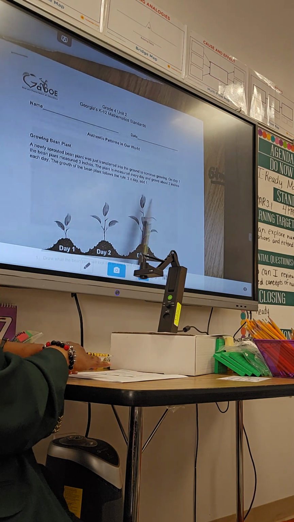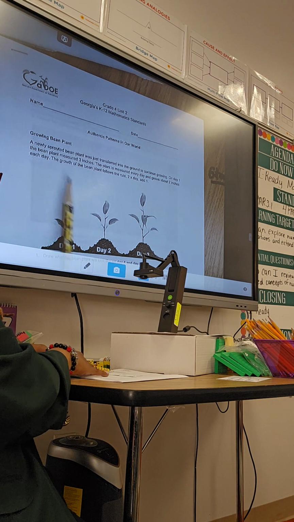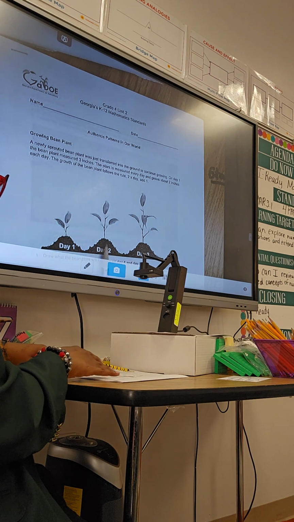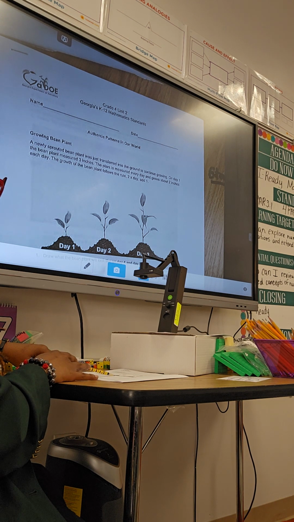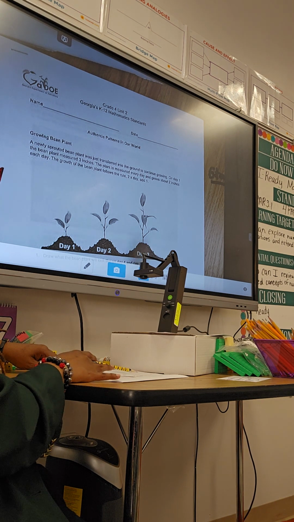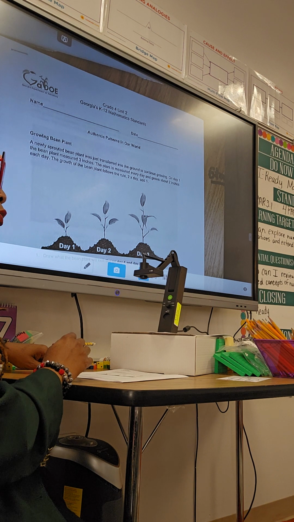I'm not going to go through and read everything to you, but it talks about the information you're going to see here. It tells you to draw what the bean plant will look like on day 4 and 5. So this is the same thing that we just did with our patterns.